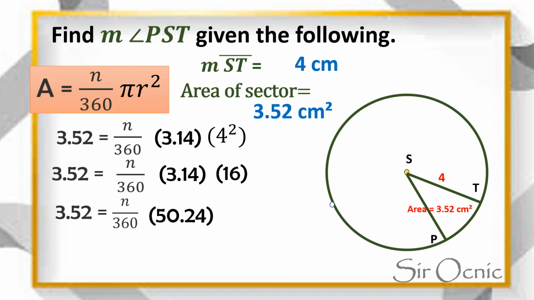50.24. To eliminate 50.24, we need to divide both sides of the equation by 50.24. The equation will now be n over 360 equals 0.07. Multiplying the whole equation by 360 to eliminate the denominator, n equals 25. That means that the measure of angle PST is equal to 25 degrees.